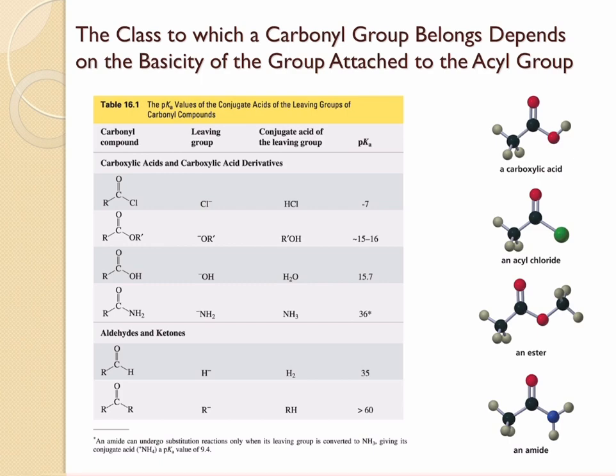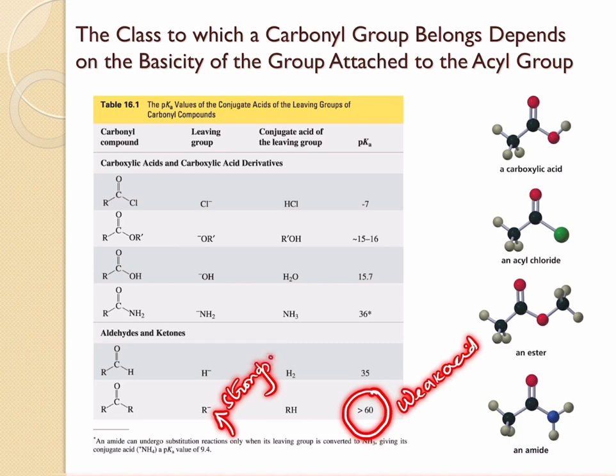Similarly, if you take the aldehydes and ketones, the leaving group is going to be either H minus or R minus. And the conjugate acid is going to have a high pKa, which means it behaves as a weak acid, and therefore this one right here should be a strong base. Because of this, these groups right here cannot be replaced by nucleophiles.